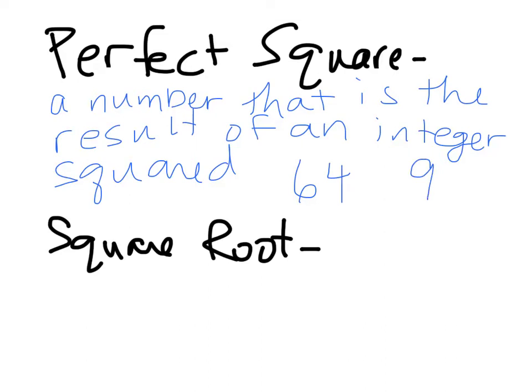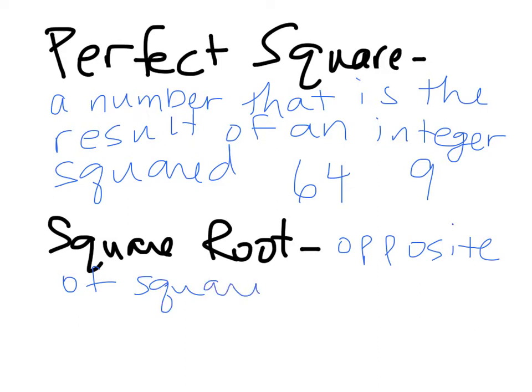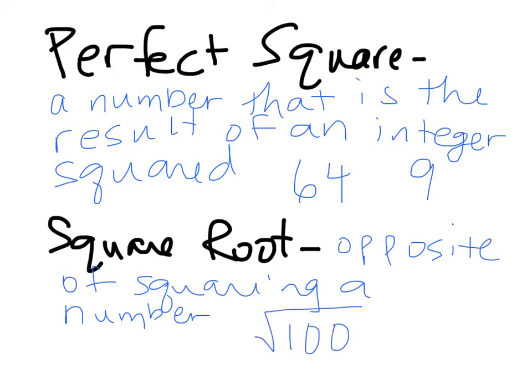All right, the square root is just the opposite of squaring a number. It's kind of like we're unsquaring it, right? So when I want to find the square root of 100, I'm thinking, okay, what if I unsquare it, right? What times what gives me 100? And that result would be 10.